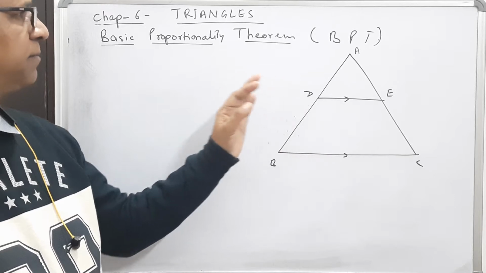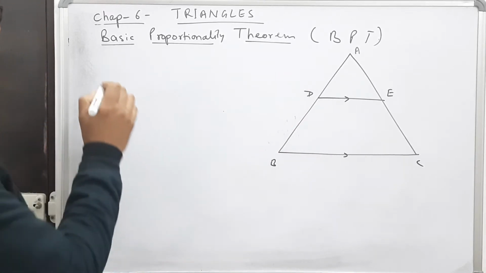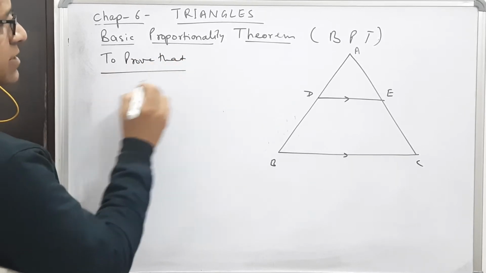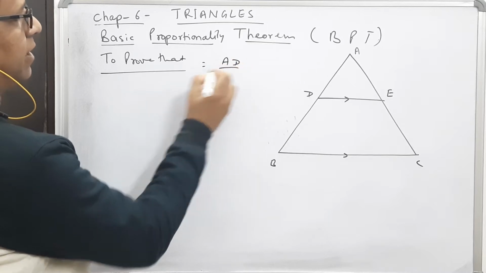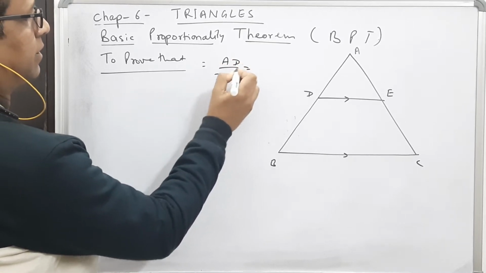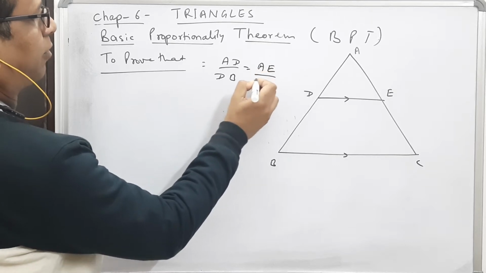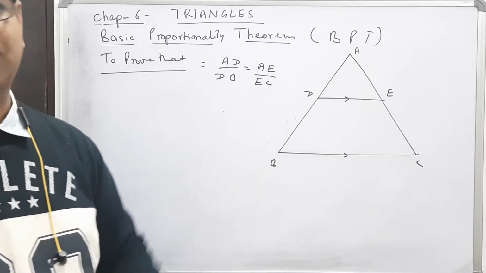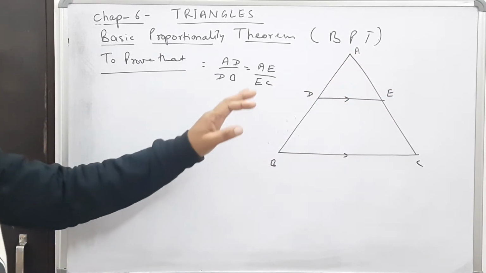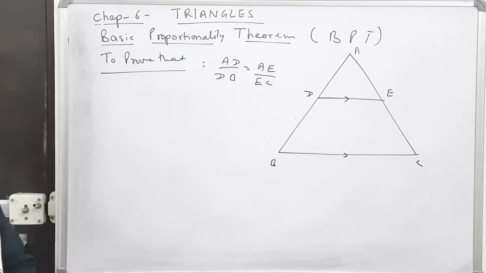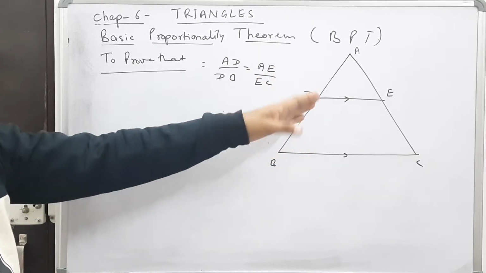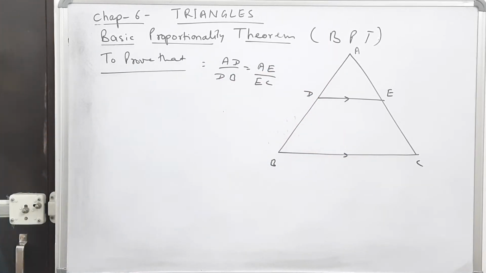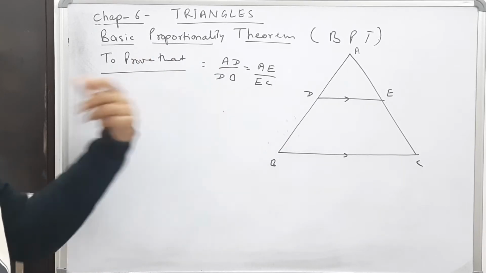Yes, dear students. Now see, we are proving, and what is to be proved in the sum? To prove that, as I told you earlier, AD upon DB is equal to AE upon EC. This part upon this part equals this part upon this part. We will prove it now. Whenever we write the proof of a theorem, we start with the given: a triangle and this line is parallel to this line. That is the important part. This is already given in the sum. We have to prove this part.